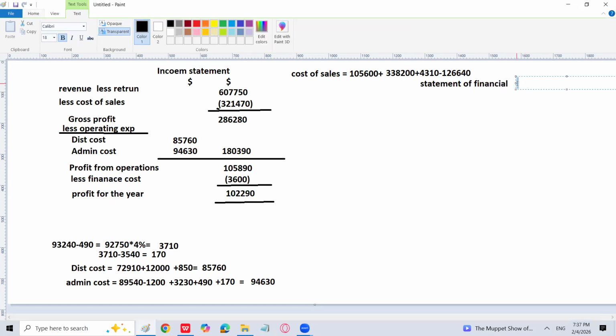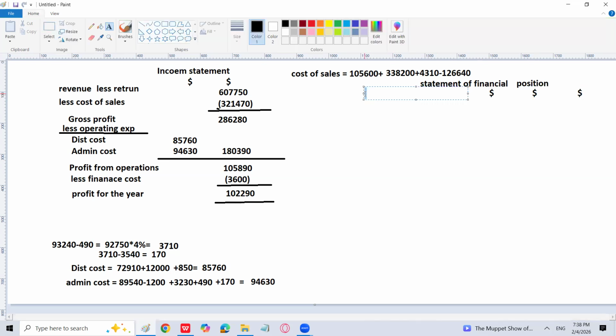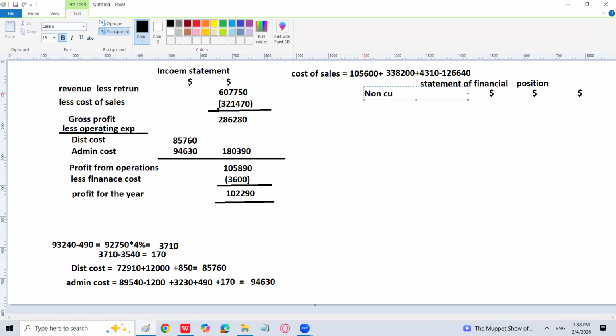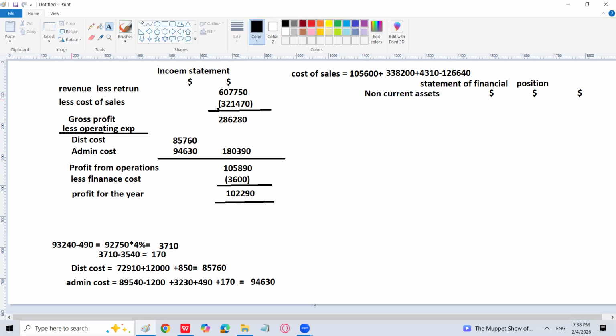Now, I have to prepare the statement of financial position, which is also required in the question. So, I will go with a 3-column financial statement. Why? Because as we are studying depreciation already, we have to write cost first, then accumulated depreciation, and then net book value. This is the way we used to do that, especially when we have separate depreciation given and separate cost of the asset is also given.